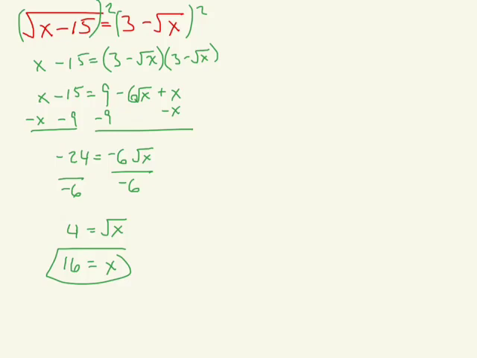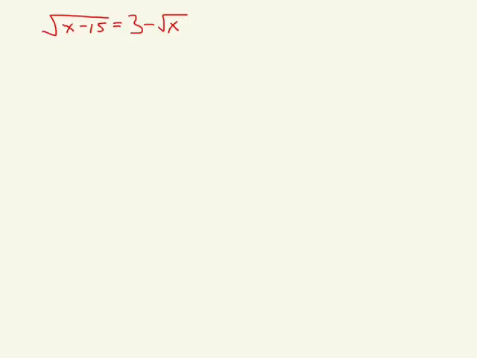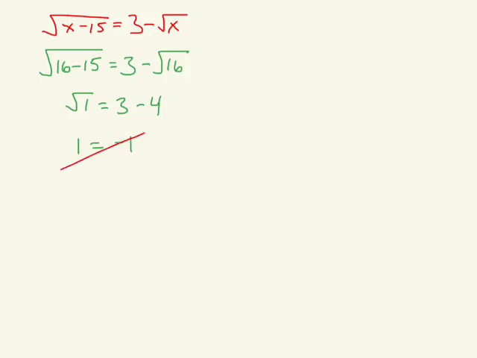However, if we go and check, perhaps my voice kind of gave that away, but if we go and check that, we'll take our 16 minus our 15, set that equal to our 3 minus our square root of 16. We're going to get a square root of 1 equals a 3 minus a 4. And if we do that, we'll get a 1 equals a negative 1, and that is not true. And since that is not true, there is no solution available to this problem.